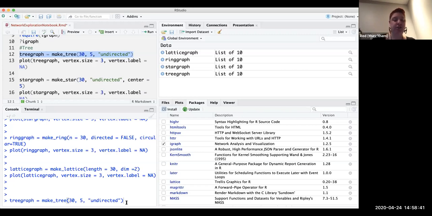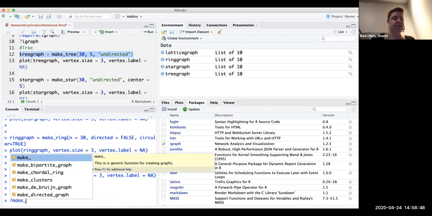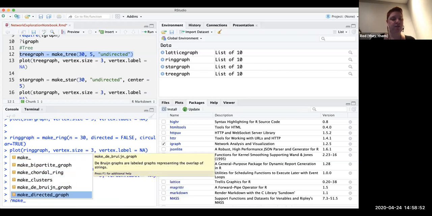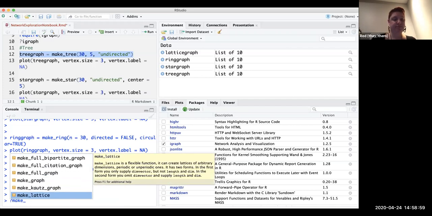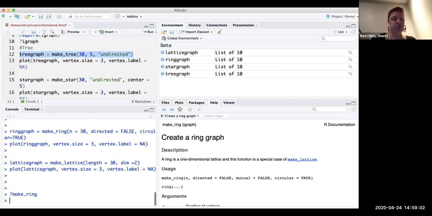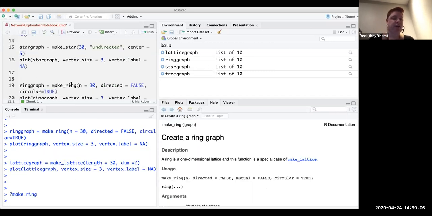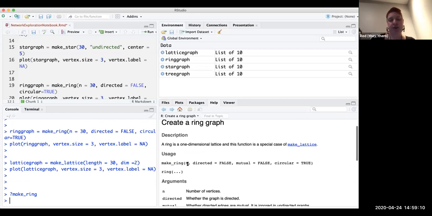If you want any more information on any of these, all you have to do is type in ?, make, and you can see that you get a lot of options here. So if we do a make ring, which is what I use to make the ring graph here, you can see that that first parameter in make ring is the number of nodes in our network. And the second is whether it's directed or undirected.